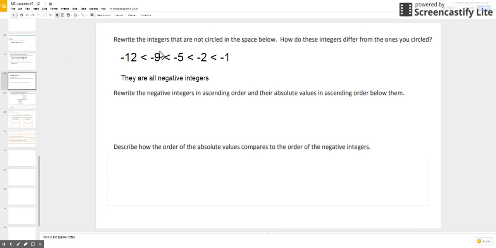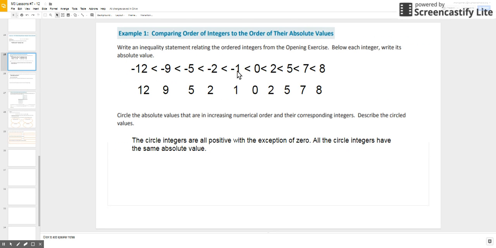So if we look at the next part, there you go. That's what it asks us to do. We just simply took all the ones that were not circled and brought them down and put them in order. We noticed how they were different. These are negative. The ones that were circled up here are positive.